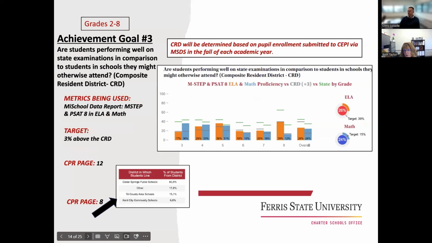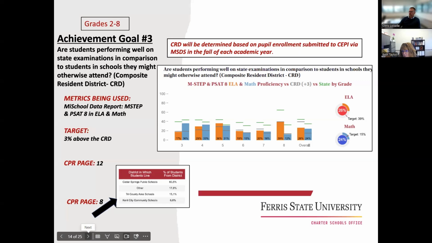Finally here for grades 2 through 8, achievement goal number 3. Are students performing well on state examinations in comparison to the students in schools they might otherwise attend? Those would be called their CRD or their composite resident district. We do get many questions on how a CRD is created or where we get the information for that.